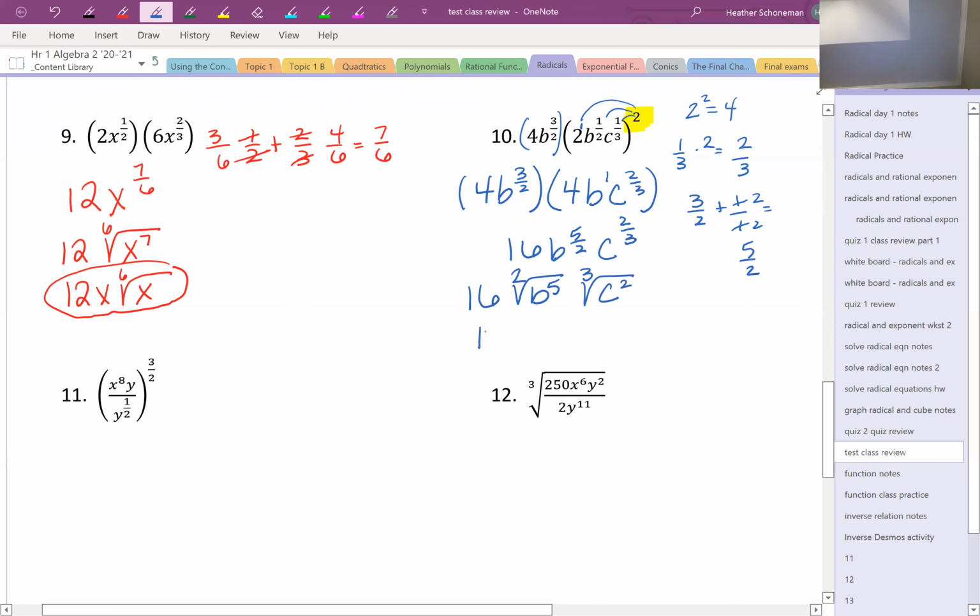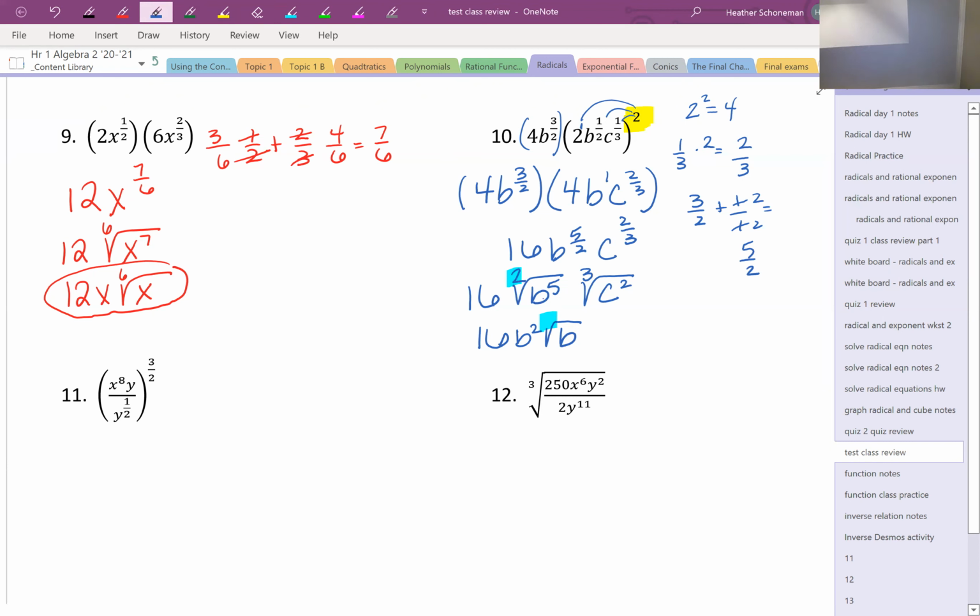So I know 16 is good. But this first one, the b's, is looking for groups of 2. Well, I do have groups of 2 in 5. So this is b squared, and then there's a b left over. Now, when the number on the shelf is a 2, technically we don't write it. But if you do write it, I'm not going to count it wrong. If I look at the c's, I'm looking for groups of 3s. Well, I can't form a group of 3 in 2, so that one doesn't need to change. And so now I'm done.